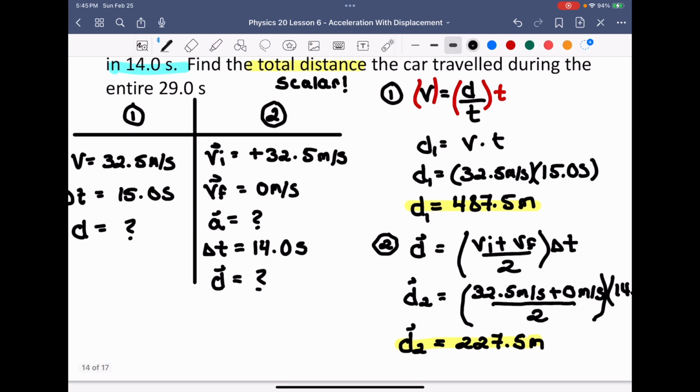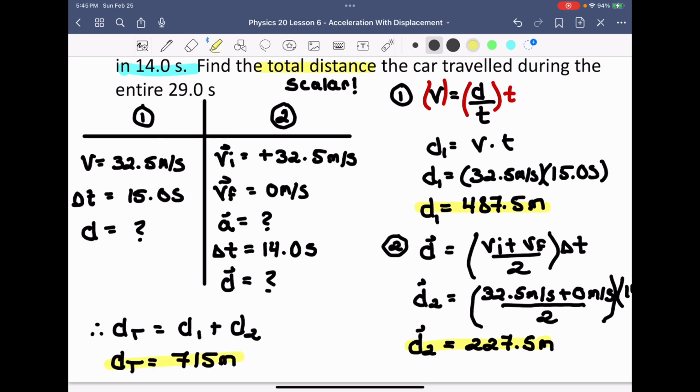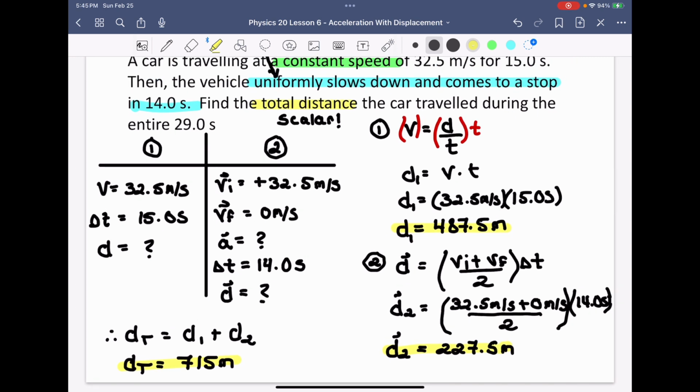Now to get my final solution, I just do the following. Therefore, the total distance traveled is equal to D1 plus D2, or the accelerated motion section plus the uniform section. DT is therefore equal to, when I put these things together, a total of 715 meters. And the reason I don't have a decimal is because I need to make sure this has the proper amount of significant digits here. So that's my final answer here.